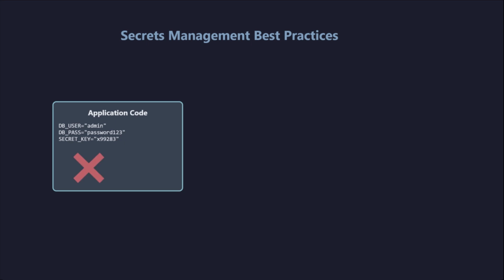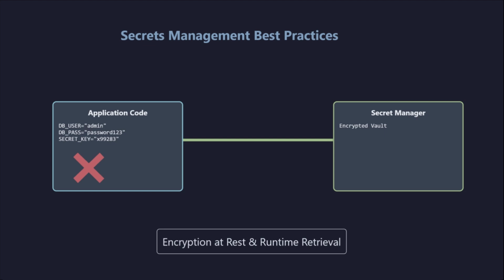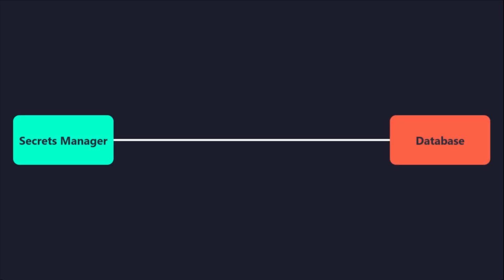Never hard-code database credentials in your function environment variables. Use a dedicated secret manager to store usernames and passwords. Your function retrieves these values at runtime, ensuring that sensitive data is encrypted at rest and never exposed in your source code repository. Enable automated rotation for your database secrets.